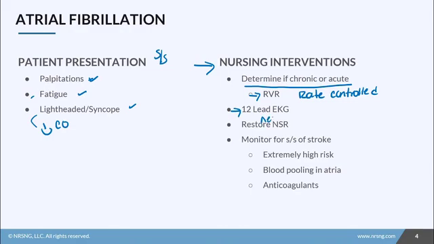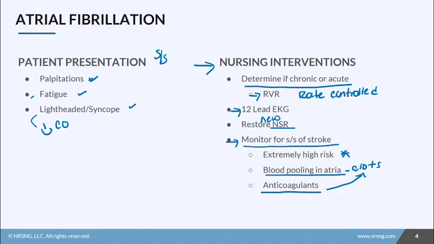If it is a new onset, then we got to restore them back to a normal sinus rhythm as soon as possible. Other things that we must do, whether it's chronic or acute, we got to watch out for any signs and symptoms of stroke because of how high risk they are for having a stroke. Remember that the atria are not contracting, so blood pools in the atria. This blood clots up. If the blood breaks loose, then we have a stroke, which is why it's important for them to have anticoagulants to decrease the chances of any clots from forming up in the atria.